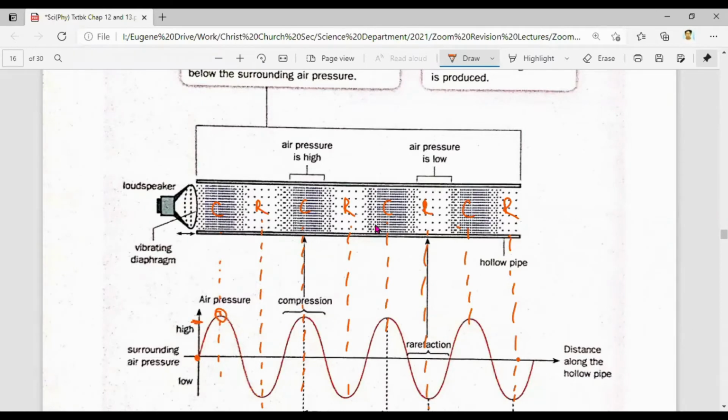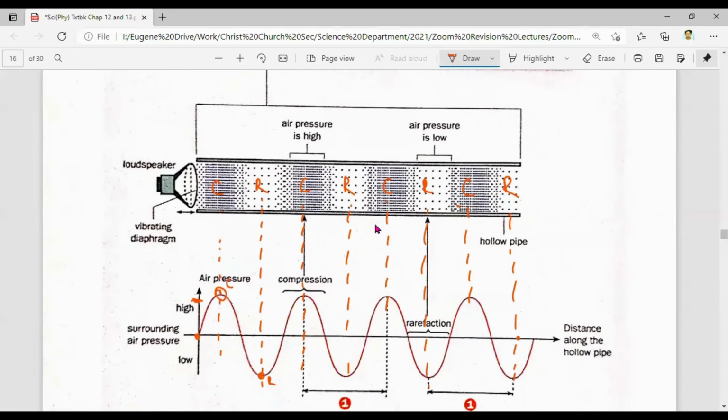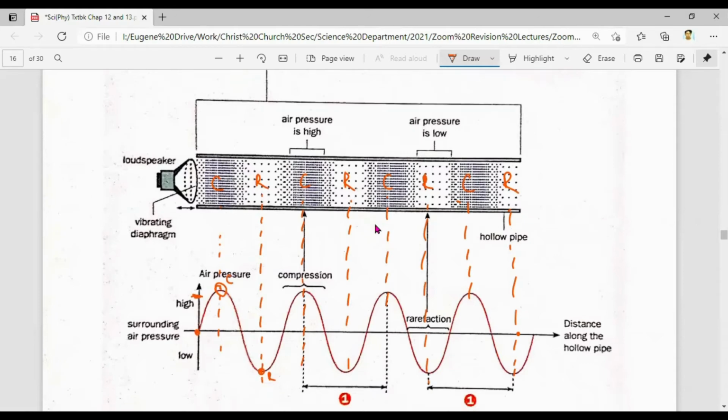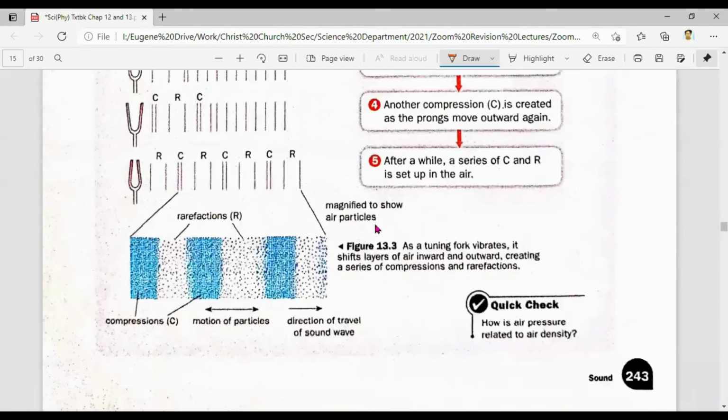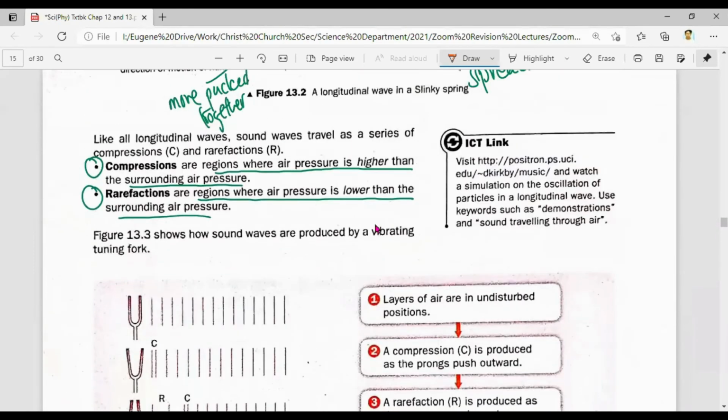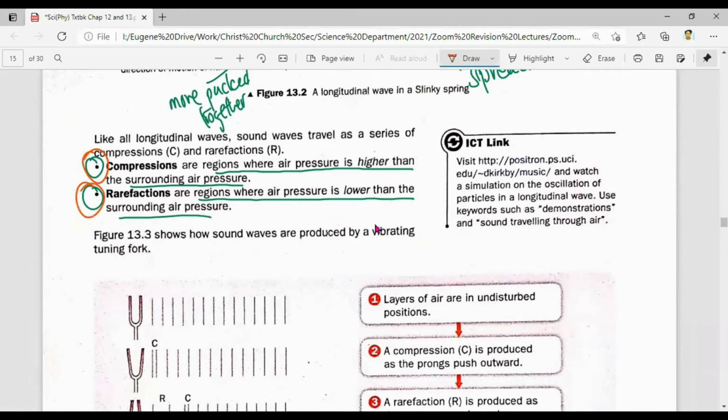Based on this identification of compressions and rarefactions, you realize that when the graph is at a high point, high pressure, it is a compression. When the graph is at the low point, very low pressure, you get your rarefaction. So in terms of air pressure, how to look at the graph is that the highest pressure point will correspond to the compression, and the lowest pressure point will correspond to the rarefaction. It's really because of the definition that we've covered over here. So do take note of that.